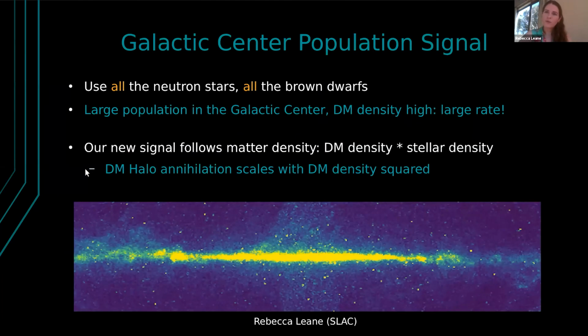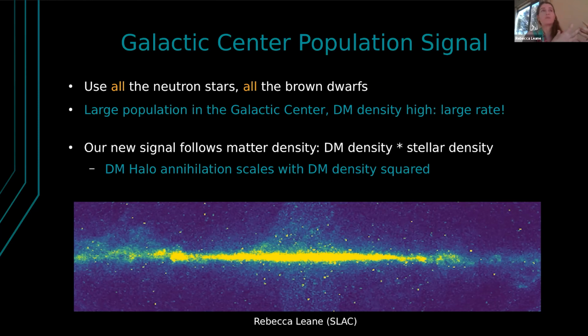We can think about all of the brown dwarfs and neutron stars that exist in the center of our galaxy. There are a lot of them, and we want to use all of them. If we think about all the neutron stars and brown dwarfs in the center of the galaxy, there's really a large population. Also, in the center of the galaxy, the dark matter density is really high. So if the dark matter density is high, they're capturing a lot of dark matter, and their annihilation rate is going to be large.